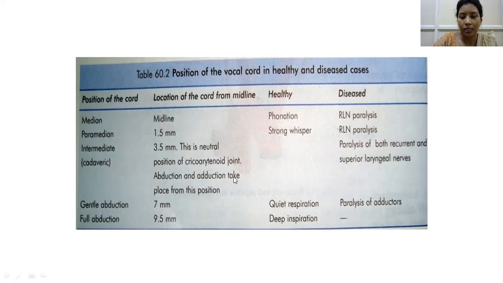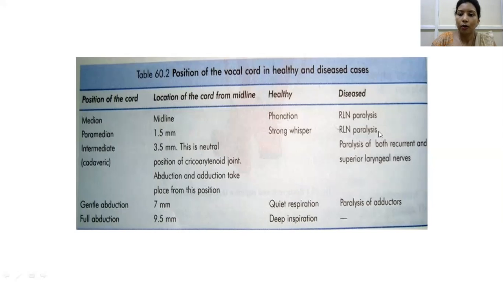Cadaveric position is not usually seen in any particular use of the voice. This more often is a passing phase. While the vocal cord goes from the median to full abduction, it is in a cadaveric position at a particular point, but specific use of cadaveric position for vocal cords is not seen in a healthy person. In quiet respiration, you see that there is a gentle abduction, that is lateral movement. And when you take a deep inspiration, your vocal cord must be able to reach full abduction, that is 9.5 millimeters from the midline on each side. So this is supposed to be in a healthy person.